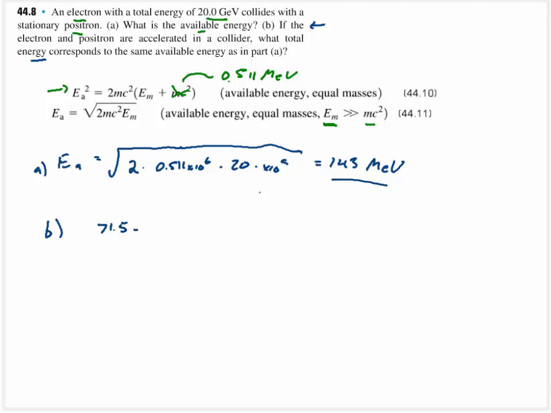So they're each going to get 70.5 mega electron volts. You add that together, and the total energy is going to be twice this, or 143 mega electron volts.